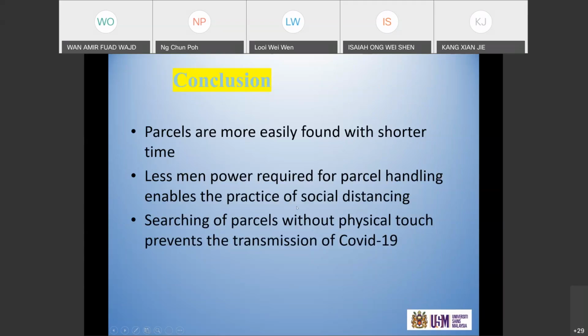So in conclusion, the parcels will be more easily found in a shorter time. Less manpower is required for parcel handling, which enables the practice of social distancing. Searching of parcels without physical touch will also prevent the transmission of COVID-19, because if too many people touch the same parcel that might be contaminated with the virus, the virus will spread extremely fast.